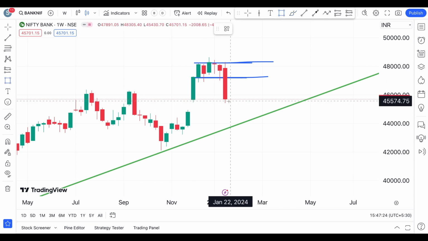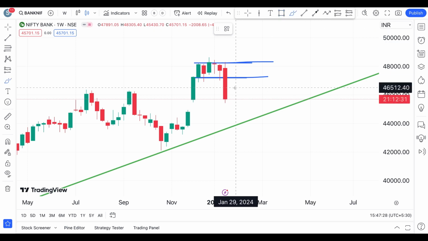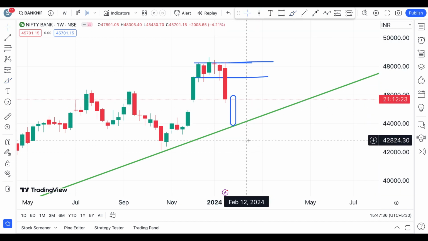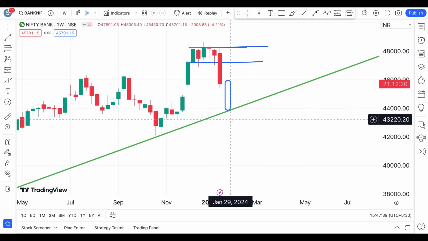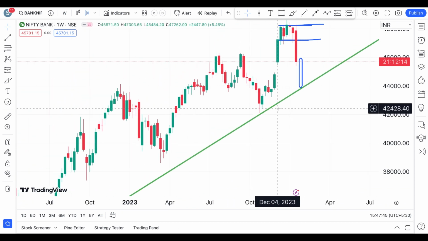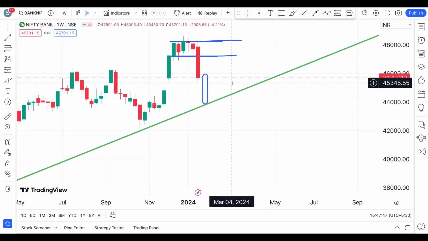But what's happening after this close? Either it has to come down. If it's coming down, then this trend line is definitely going to help the Bank Nifty initially give some support. But if this breaks, and if this level is taken down on Bank Nifty, then this is going to be a pretty big fall for the Bank Nifty.